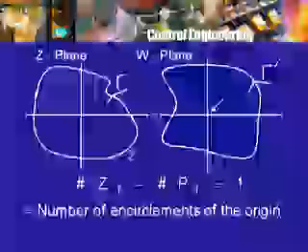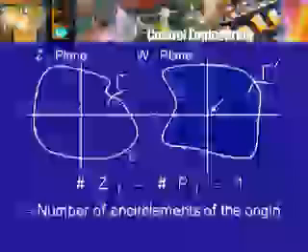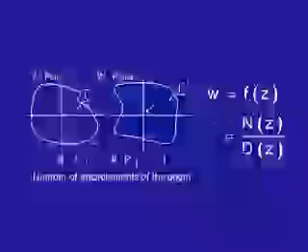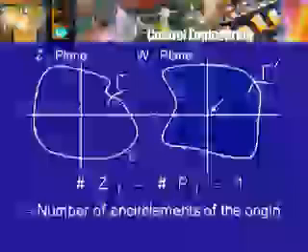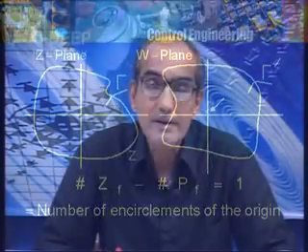In other words, the contour gamma should be such that for no point z on it, N(z) will be equal to 0. N(z) equal to 0 corresponds to zeros of the function f. So the contour gamma should not pass through such points. Also, it should not pass through a point z such that D(z) equal to 0. These are what? These are the poles of the transfer function, or the poles of the rational function.